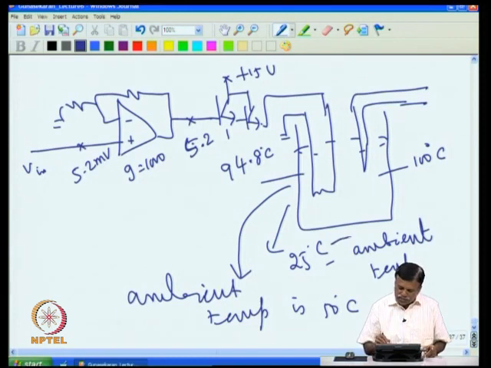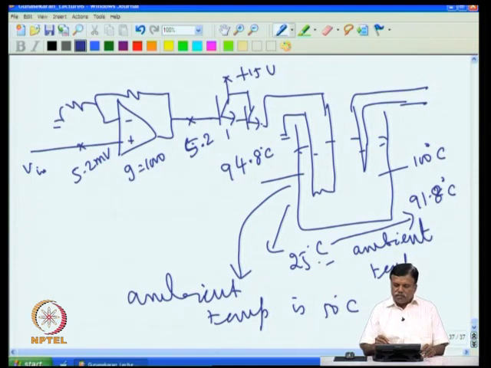When the ambient temperature was 25 degrees C, the oven was at 91.8 degrees C. That means we are not changing the temperature setting, we have kept it at the 100 degree setting. When the room temperature is 25 degrees C, it stabilizes at 91.8 degrees. When the room temperature went up to 50 degrees C, it stabilized at 94.8 degrees C. It looks as if the oven temperature is changing with the ambient, even though we are not changing the setting.